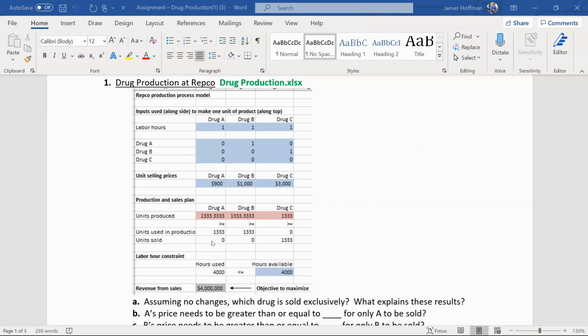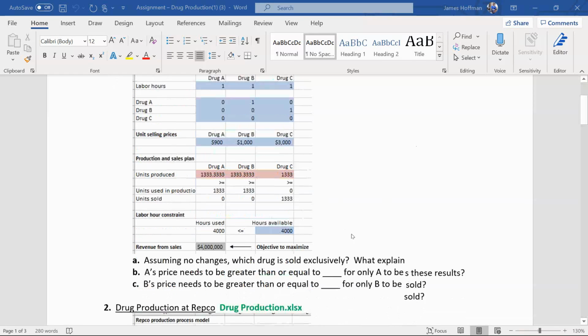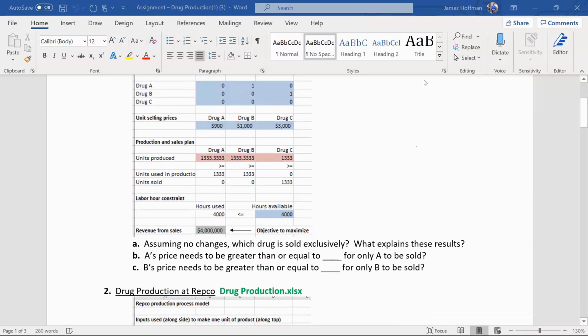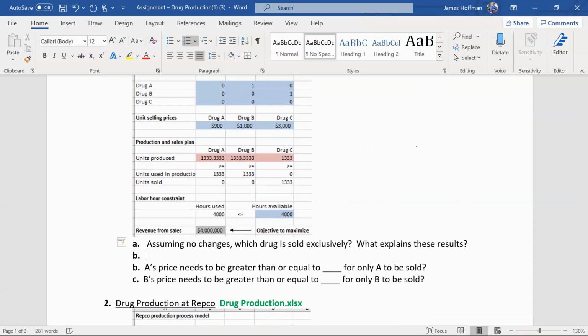If you look at the units sold row, you see that there's no drug A, no drug B, but we're selling only drug C. So exactly, the first thing to note is it's drug C.